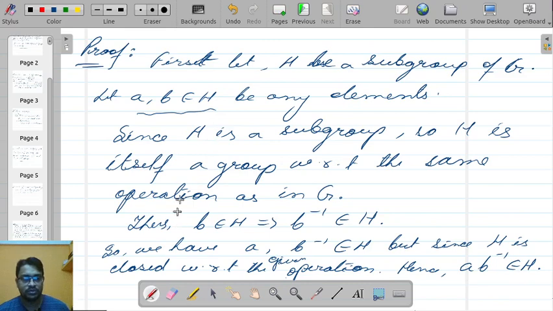Please go through this proof once again. How have we proceeded? We have taken A and B to be two elements inside H. Since H is a subgroup, H is itself a group with respect to the same operation as in G. Thus B belongs to H implies B inverse belongs to H. So A, B inverse belong to H, they are two elements of H. But we know that H is closed because H is already a group. Since H is closed with respect to the given operation, we can write A B inverse is in H.